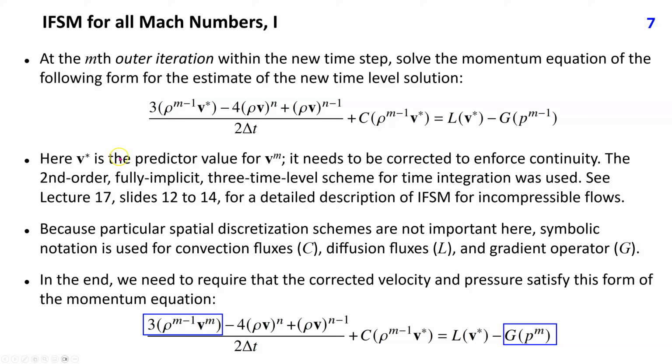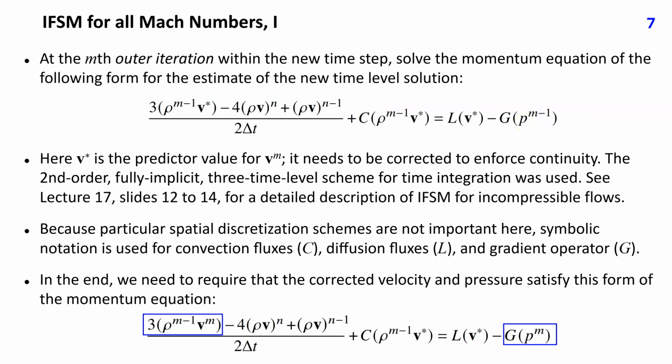Here, V star is the predictor value for Vm. It needs to be corrected to enforce continuity. The second order, fully implicit three time level scheme for time integration was used. Note that the rate of change term is also nonlinear because it involves products of density and velocity, and both are now variables. Because particular spatial discretization schemes are not important here, symbolic notation is used for convection fluxes, C, diffusion fluxes, L, and gradient operator, G.